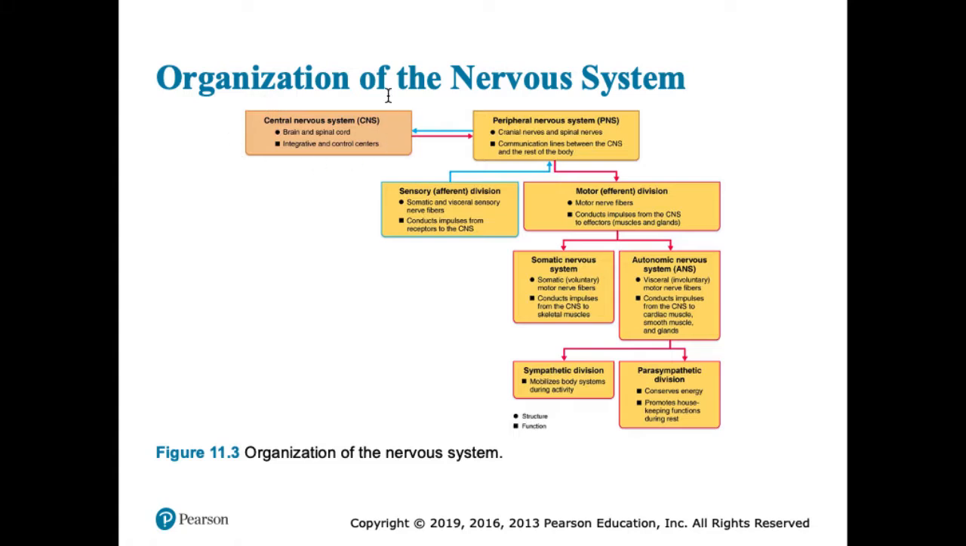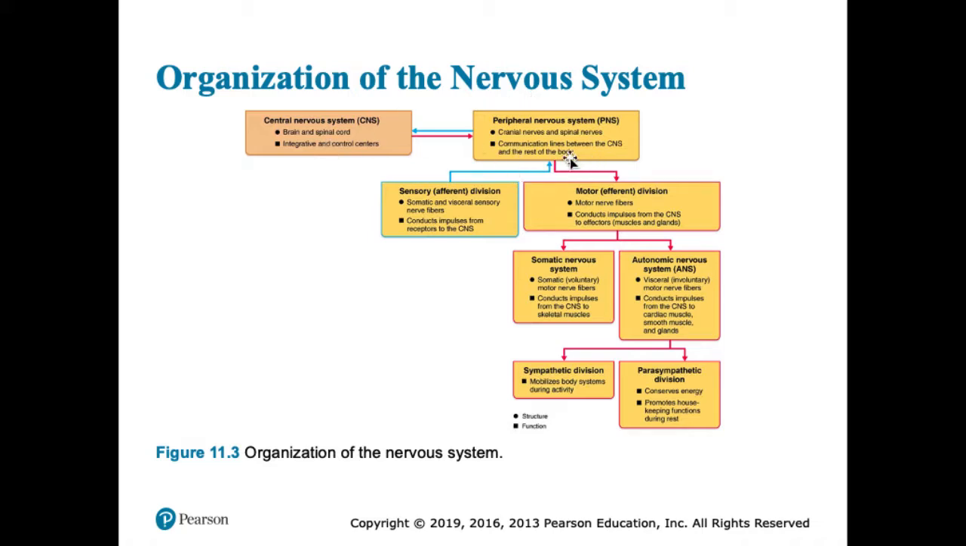Of course, you have the central nervous system, or CNS, the brain and spinal cord. It's the integrative and control center. And back and forth, it works with the peripheral nervous system, the cranial nerves and the spinal nerves, the communication lines between the CNS and the rest of the body. Now, you have the sensory afferent division, the sensory nerve fibers, which work in the direction from the peripheral nervous system back to the central nervous system.